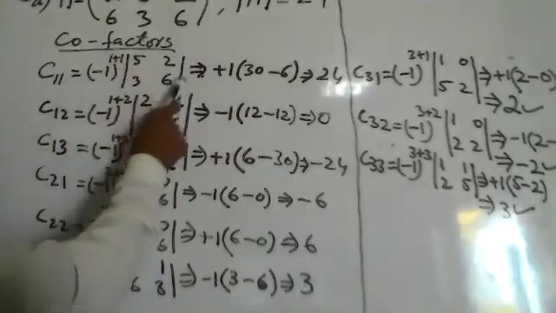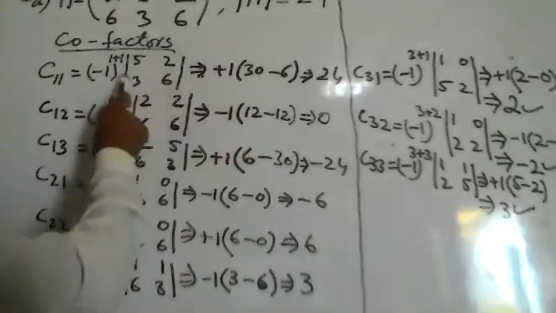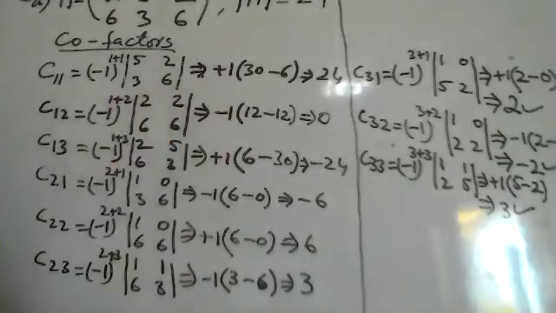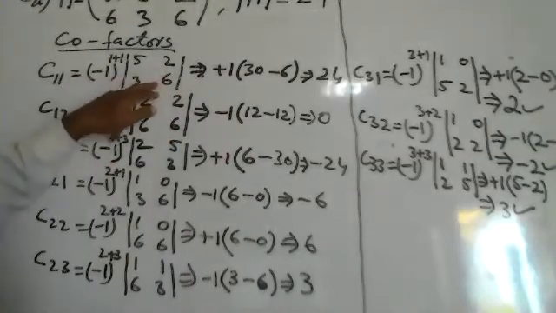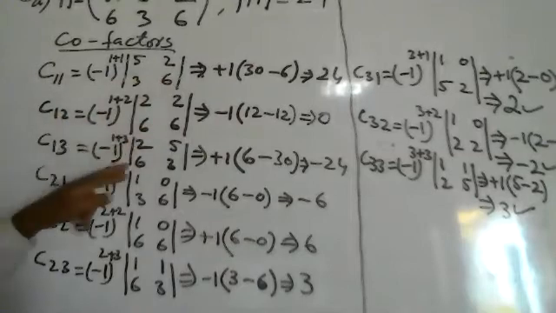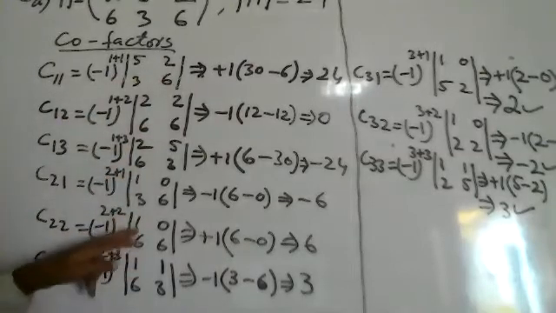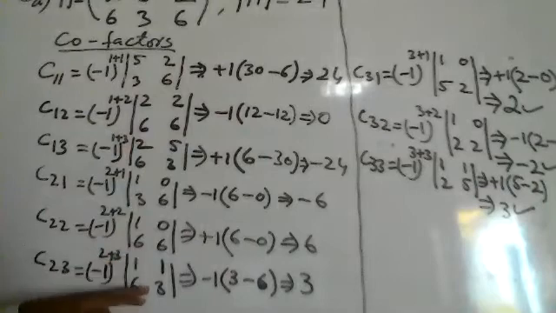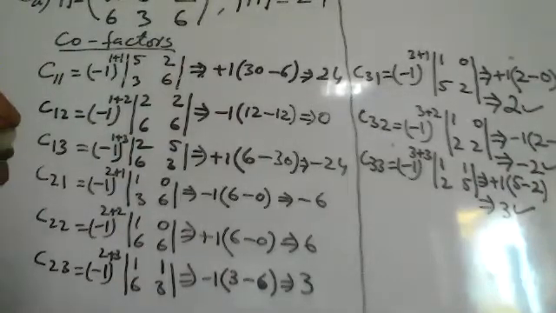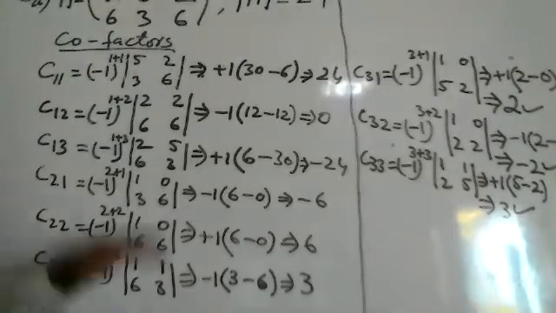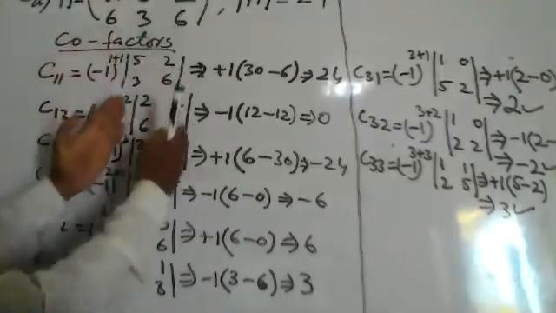So this is called the minors. This is M11, this is M12, this is M13, this is M14. This is M21, M22, M23, M31, M32, M33. So these are the minors. These determinants were the minors.